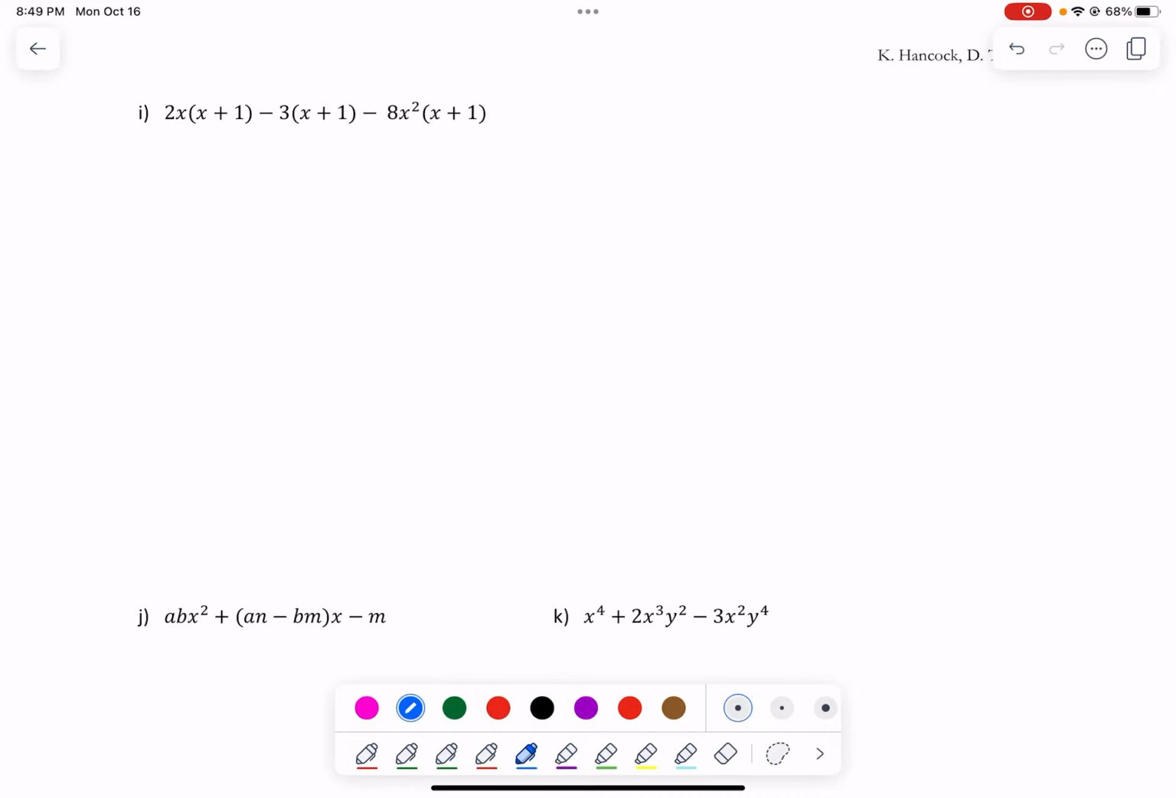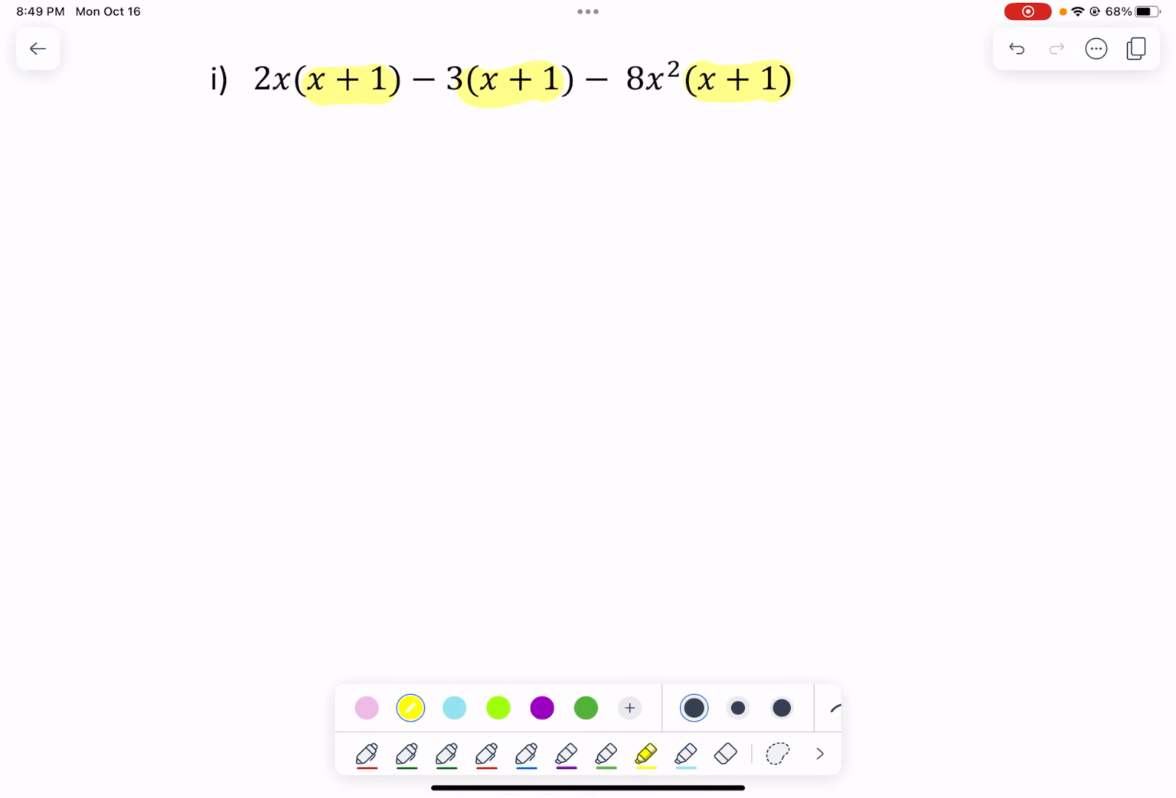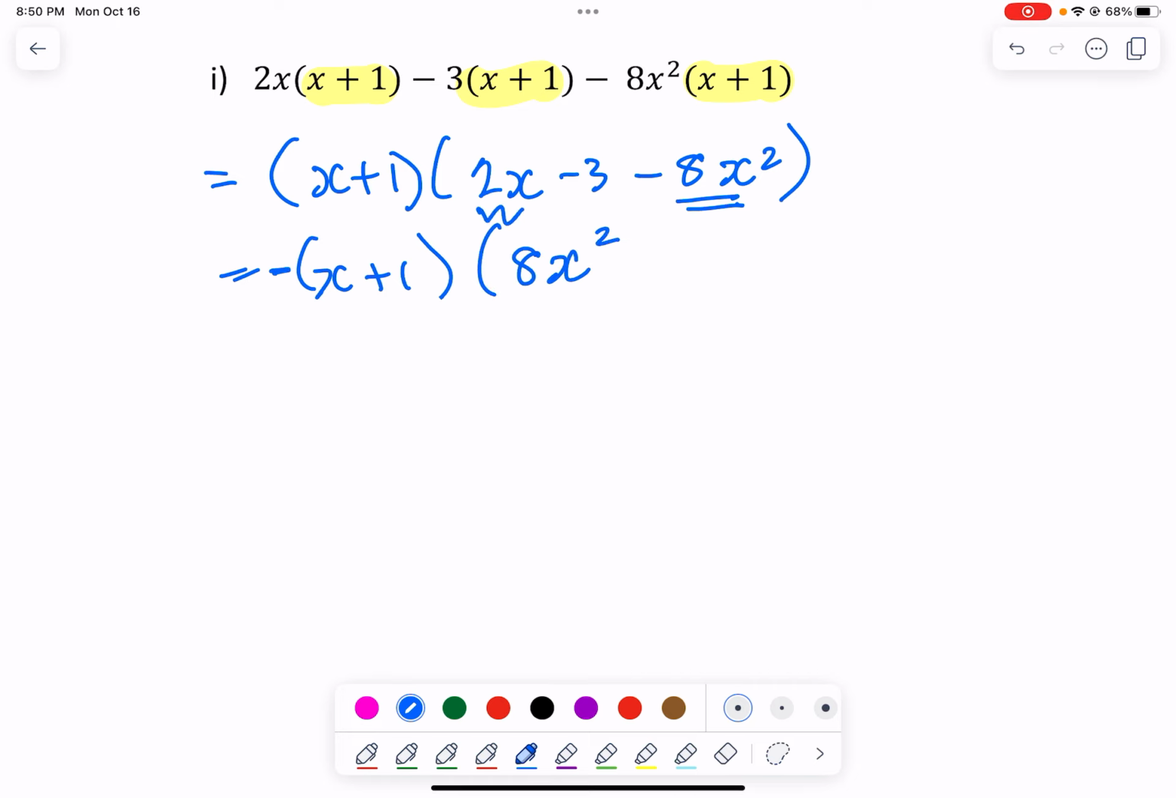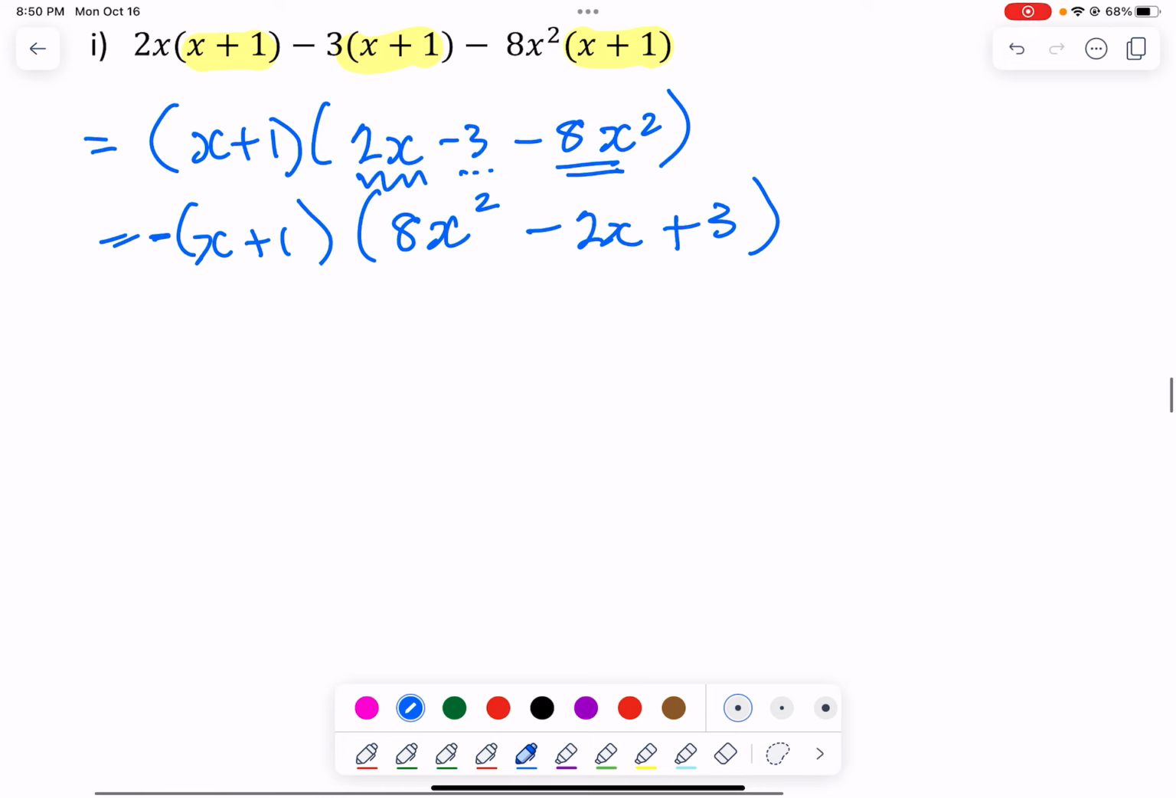I. For this one, we already have an x plus 1 common to everything. So we factor that out first, x plus 1, and what's left behind is 2x minus 3 minus 8x squared. I'm going to rewrite that second thing, and I'm going to factor out a minus 1. I just wrote it out front. So now it's positive 8x squared minus 2x plus 3. And if I sum product this, the sum equals minus 2, the product equals 24.